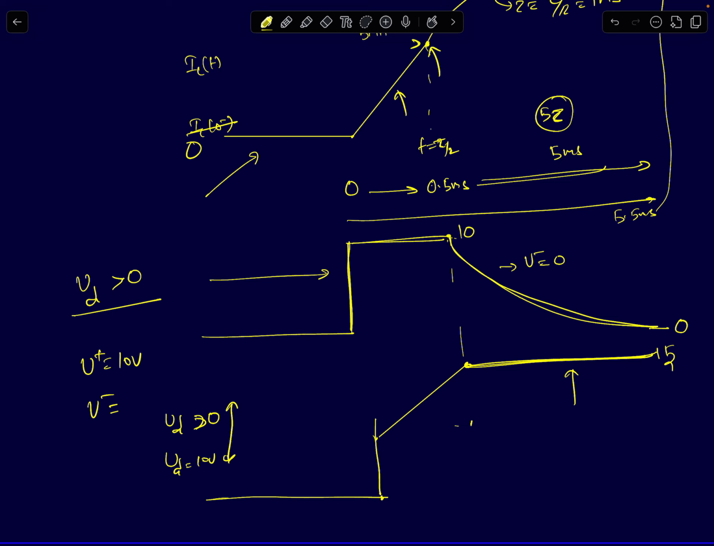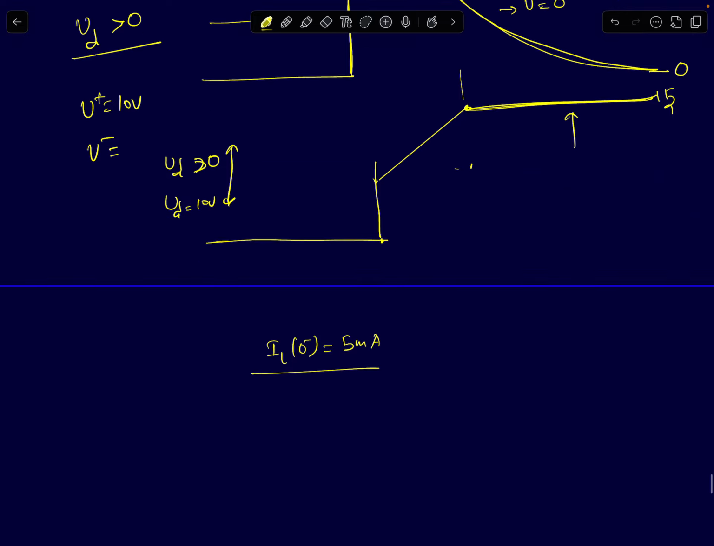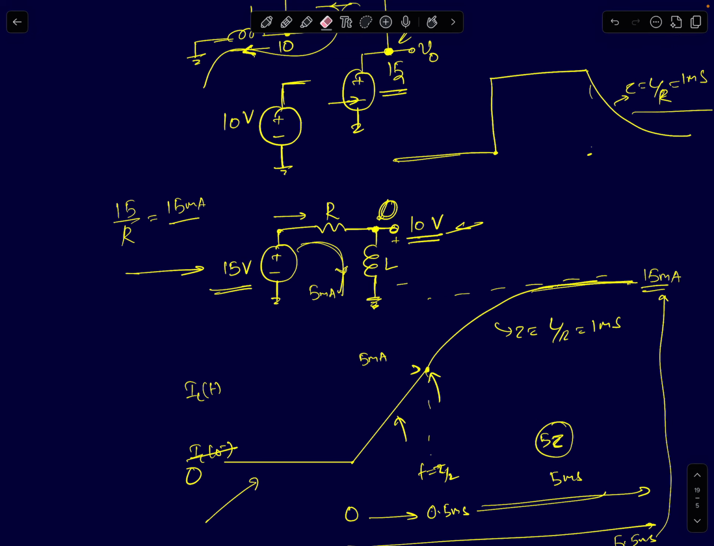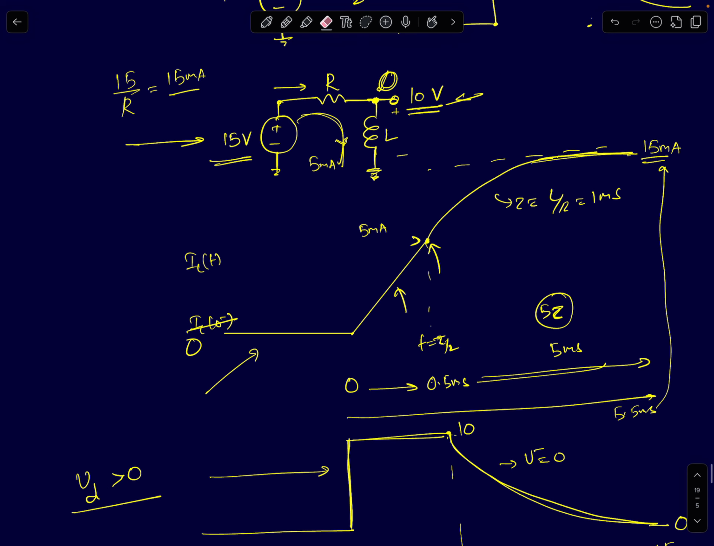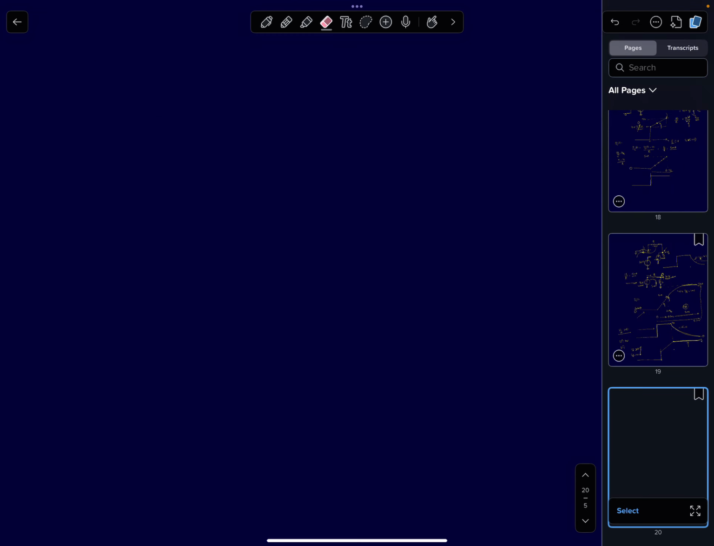Now to draw it for a different initial condition, what happens if your IL of 0 minus happens to be 5 milliampere? It's a very trivial exercise. You can directly analyze it here itself. If you see the op-amp's initial current, I'll probably show it on a different slide, I'm sorry.